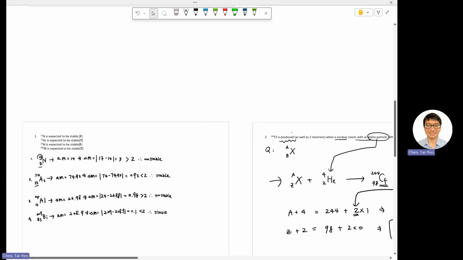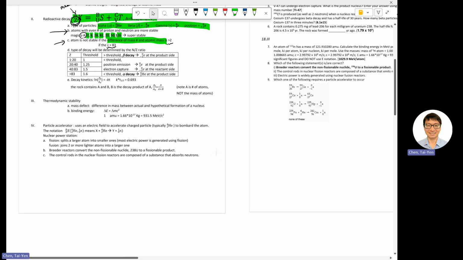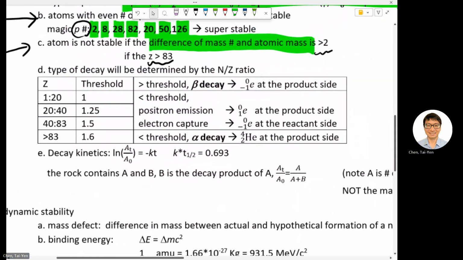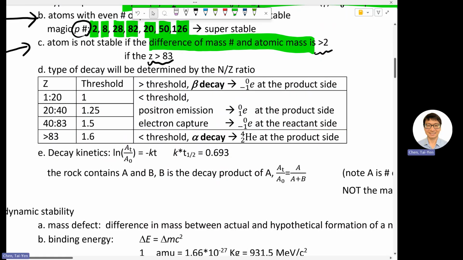Okay, so let's see how you predict whether an atom is stable or not. The second type of question you're going to encounter for the homework or quiz this week is going to ask you, if you have unstable nuclei, what kind of decay you are going to have. So how do you handle questions like that?